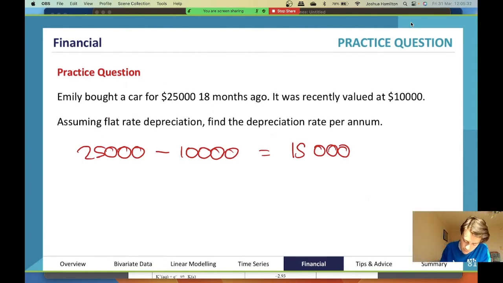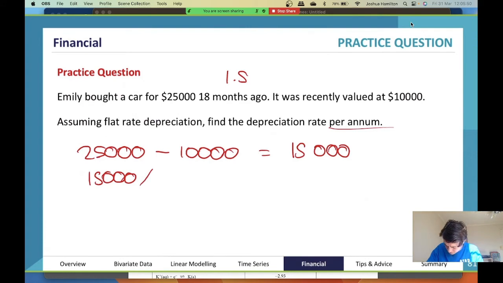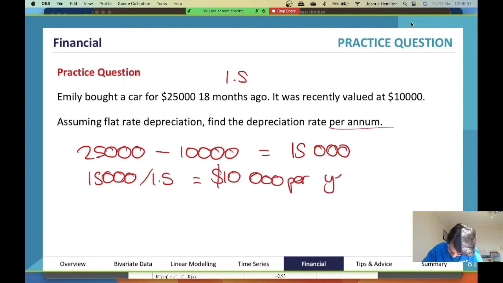Now, we want to find it per annum, so per year. How many years have there been? There's been 1.5 years. So let's find the depreciation rate. We go 15,000 divided by 1.5, and you'll get an answer of 10,000 per year. And then it wants the rate. So this is the value, and we want to find the rate.